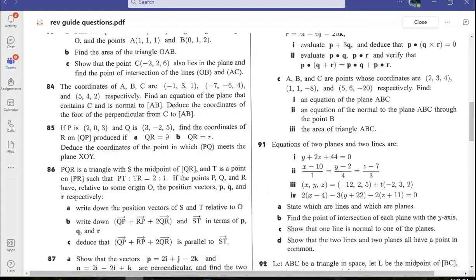Area of triangle ABC, could we do that? Yep, because we know our formula.